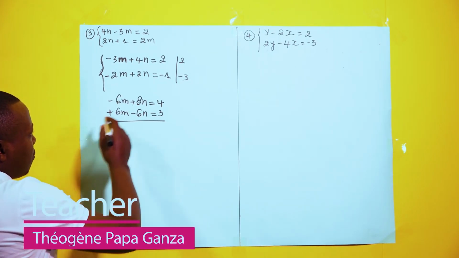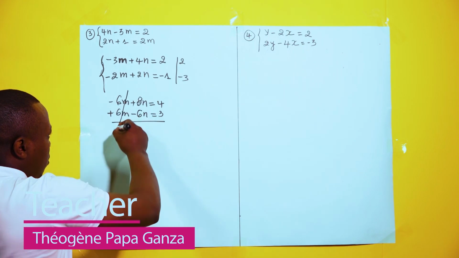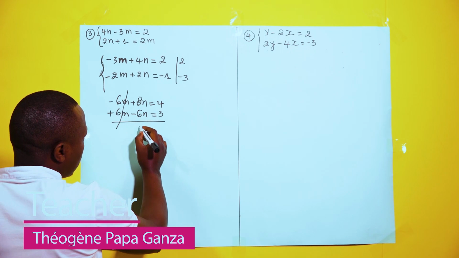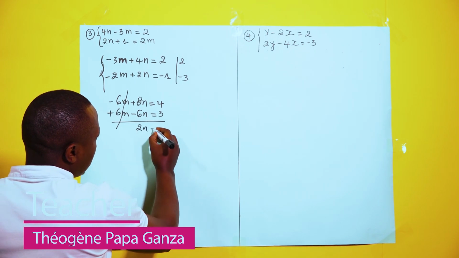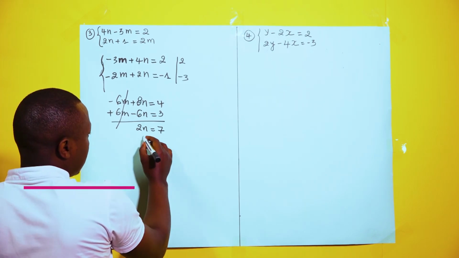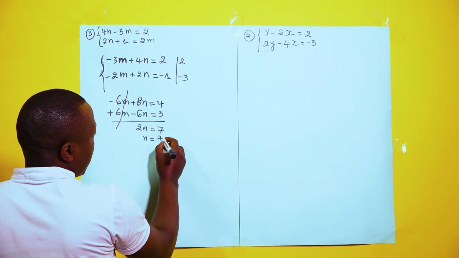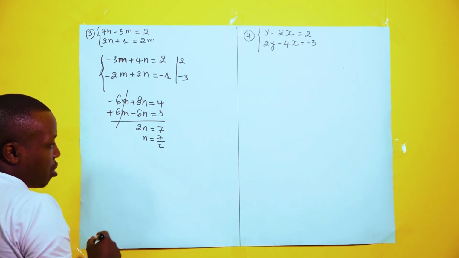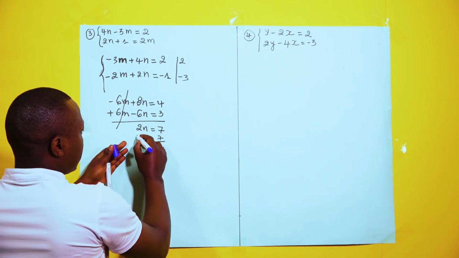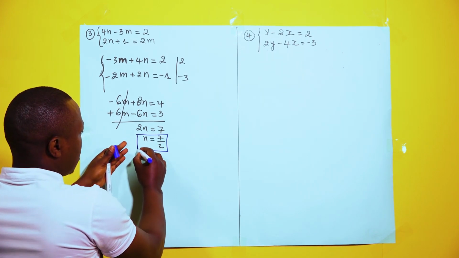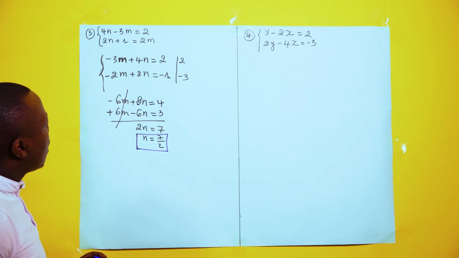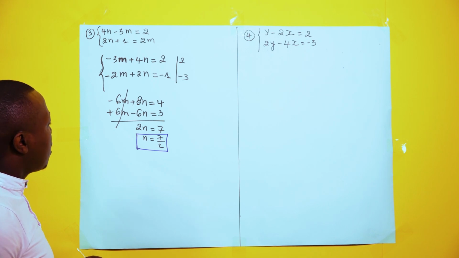So when you add the first equation to the second, this will cancel each other. We remain with 2n equals to 7, right? And to get n, we divide the 7 by this number 2. So the value of n here equals to 7 over 2. Now, let us find the value of m.